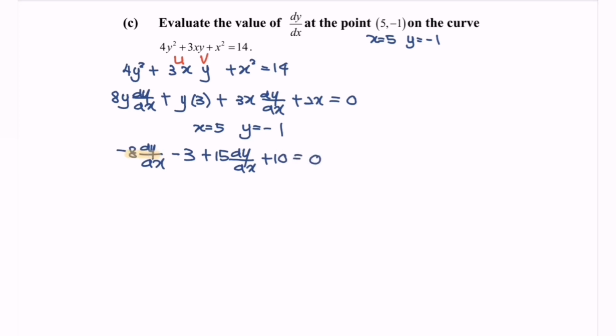Kindly simplify the equation and we will have 7 dy/dx. If we simplify this part and rewrite the equation, we will have negative 7. So dy/dx is equal to negative 1 at the point 5, negative 1.